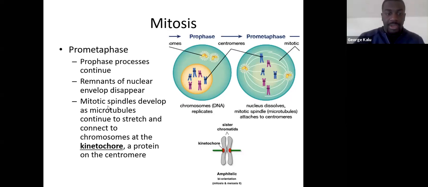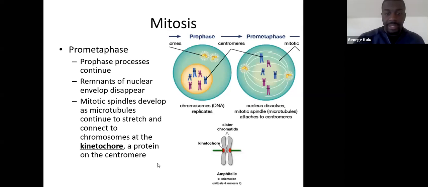So that's the mitotic spindles. The mitotic spindles are going to attach to the chromosomes at the kinetochore. And every sister chromatid will have a kinetochore where the mitotic spindle will attach. Okay, that's prometaphase.